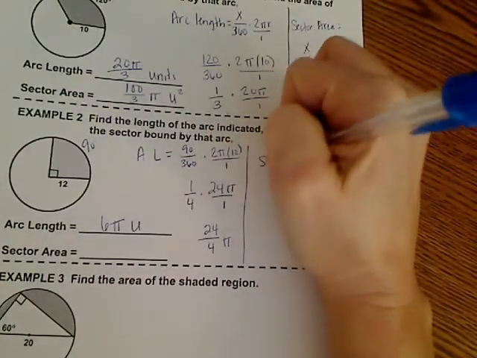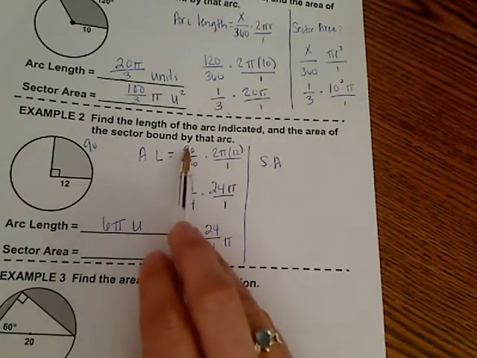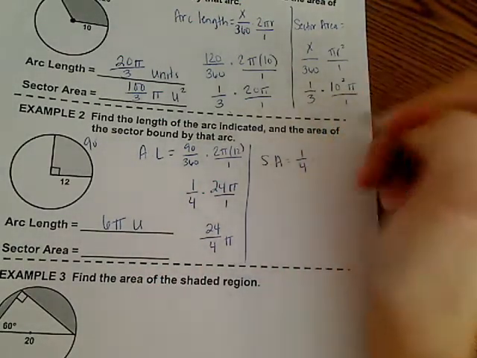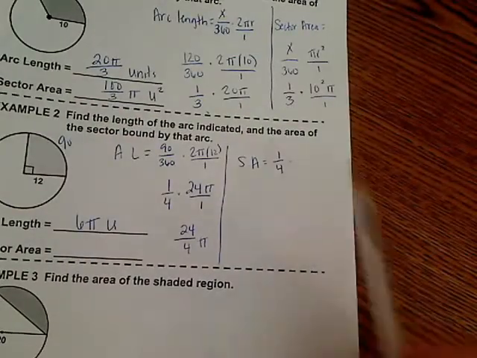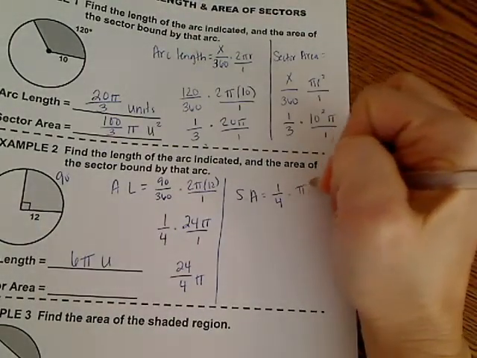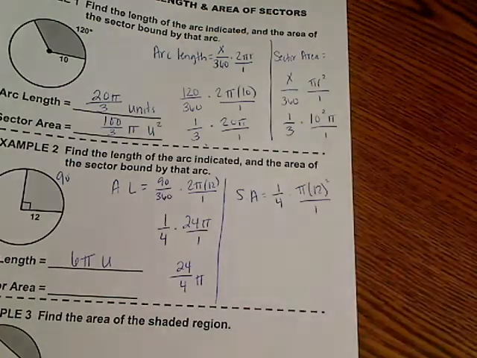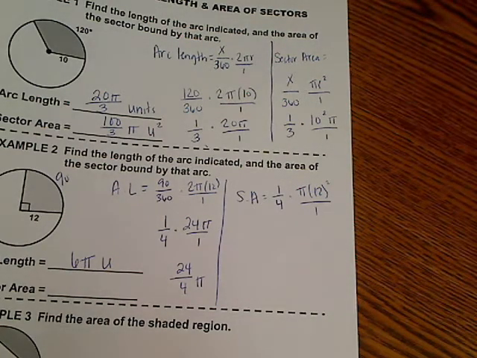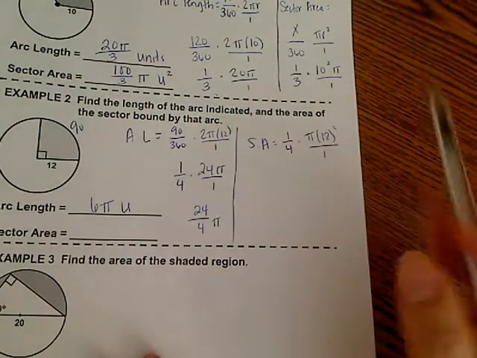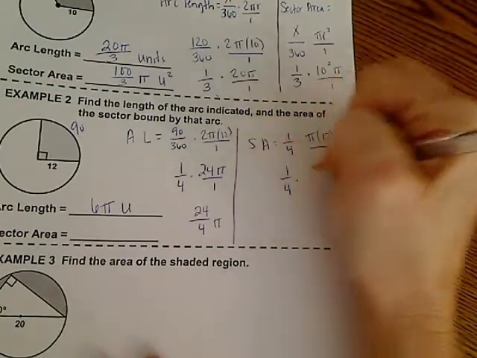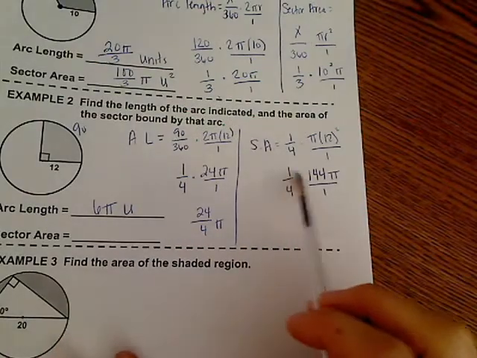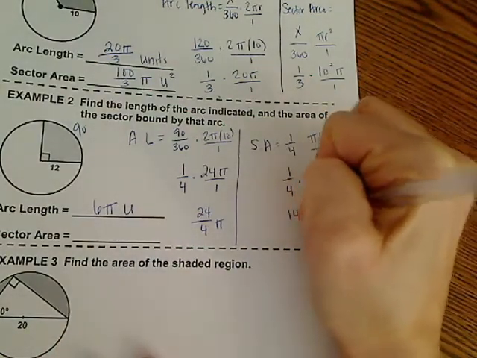And then the sector area is going to be the same fraction here because you're going to have 90 over 360, right? So I can just put 1/4 over here times pi r squared for this one, using this formula up here. My radius is 12. All right, so now we've got the radius in here. So the radius squared, that's 12 squared, which is 144. And then you're going to multiply straight across, 1 times 144, which is 144 pi.